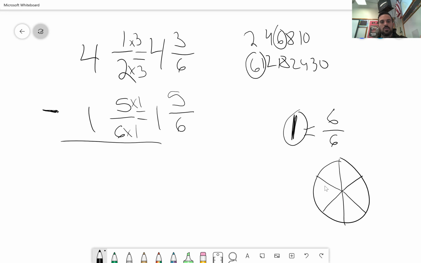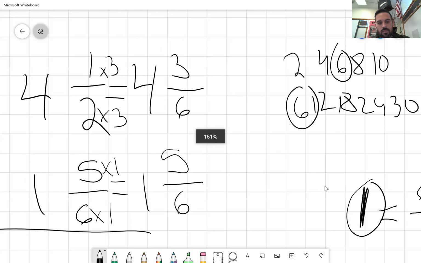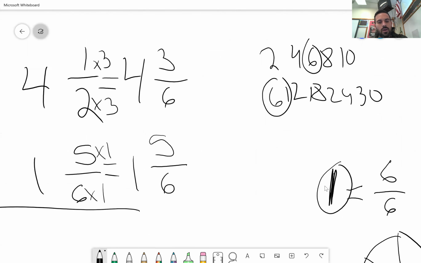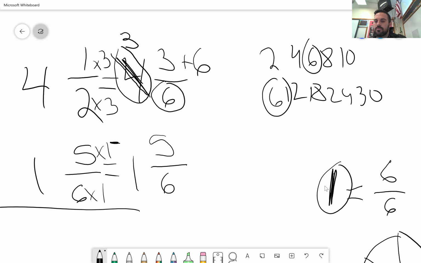So watch this. I'm going to zoom in a little bit just so we can see. I know I can't subtract this, so I need to borrow from this 4. This 4 is going to become a 3, and instead of adding 1, you need to add a fraction to it. When you borrow with fractions, once you borrow from this whole number, you need to add the denominator to the numerator. 3 plus 6 is now 9. So now you're left with 3 and 9/6, minus 1 and 5/6.